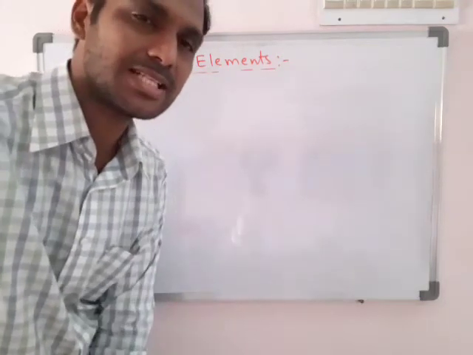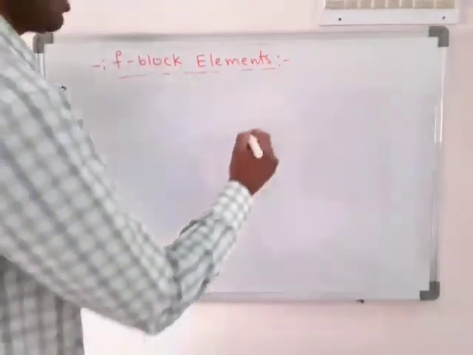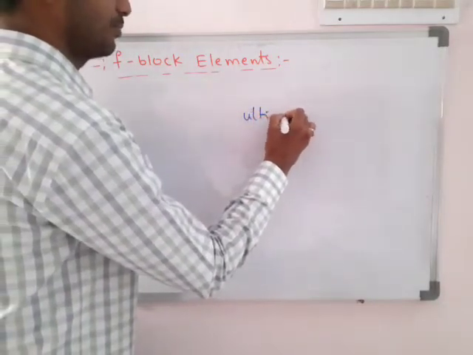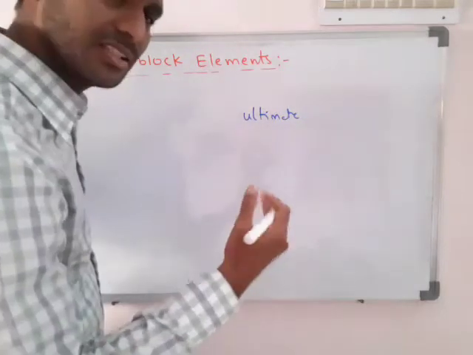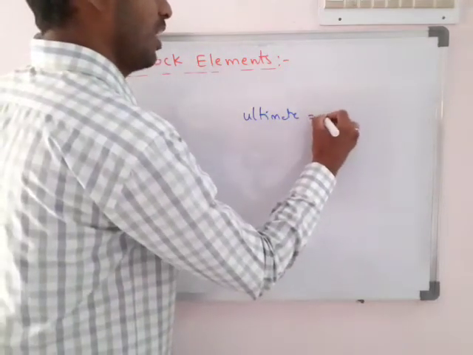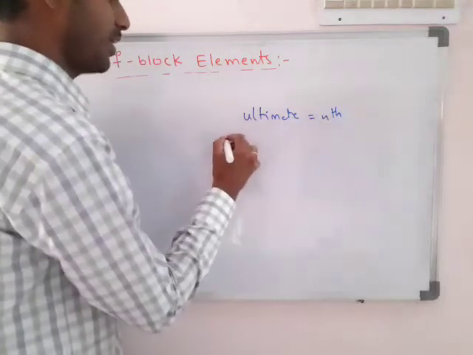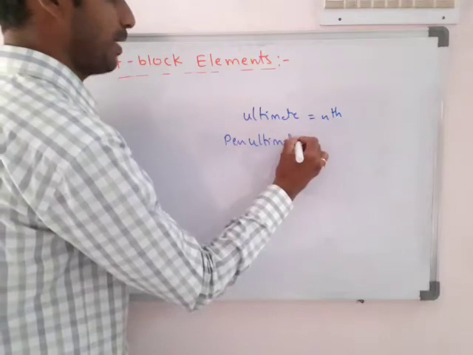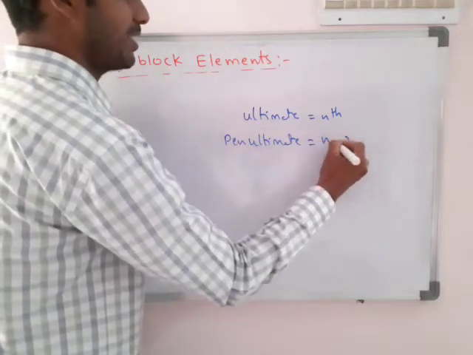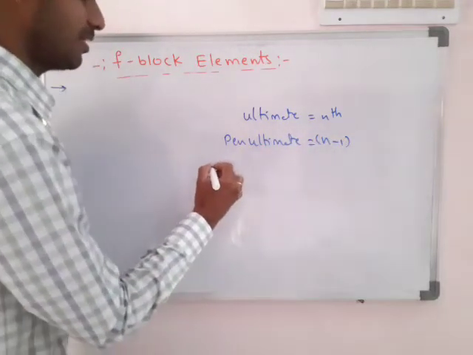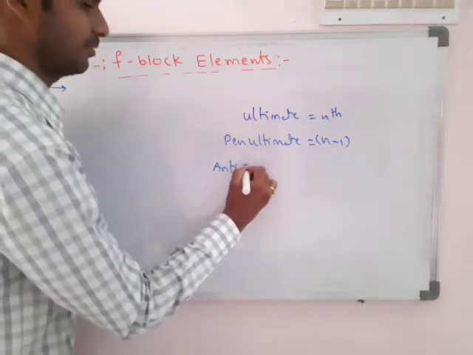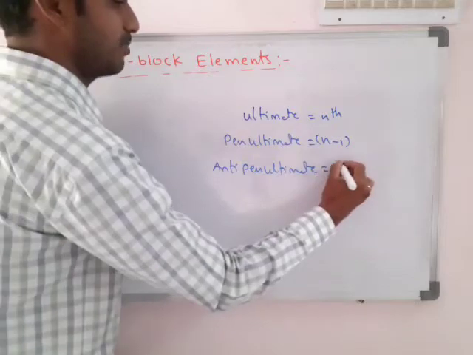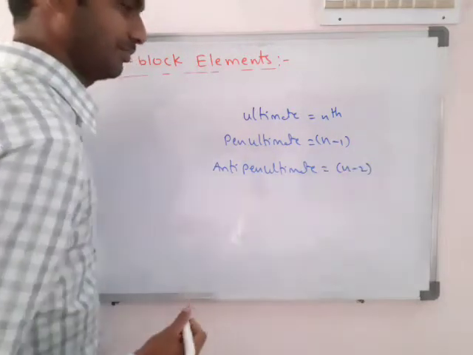So what is meant by anti-penultimate shell? For example, what is the valency shell? Outermost shell is called generally ultimate. We know ultimate means the final, the valency shell. We say it is nth. What is the penultimate shell? Penultimate is equal to n minus 1. Next, anti-penultimate is called n minus 2.